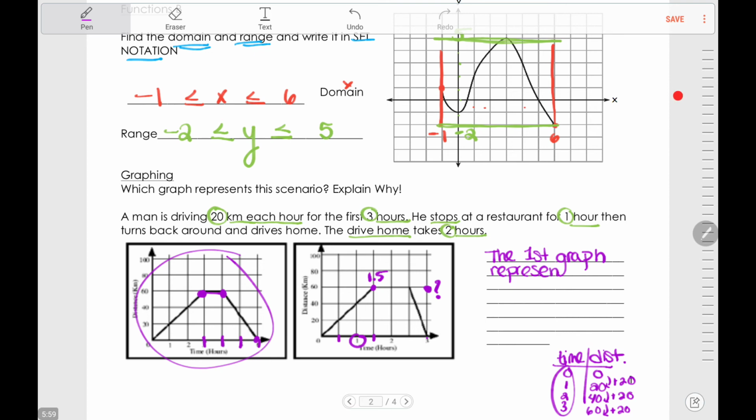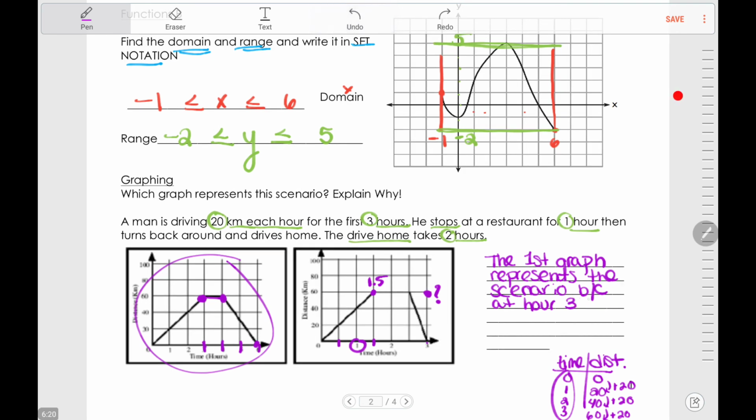Okay, so the first graph represents the scenario because at hour 3, he should be at 60 kilometers. All right, make sure to study and good luck tomorrow.